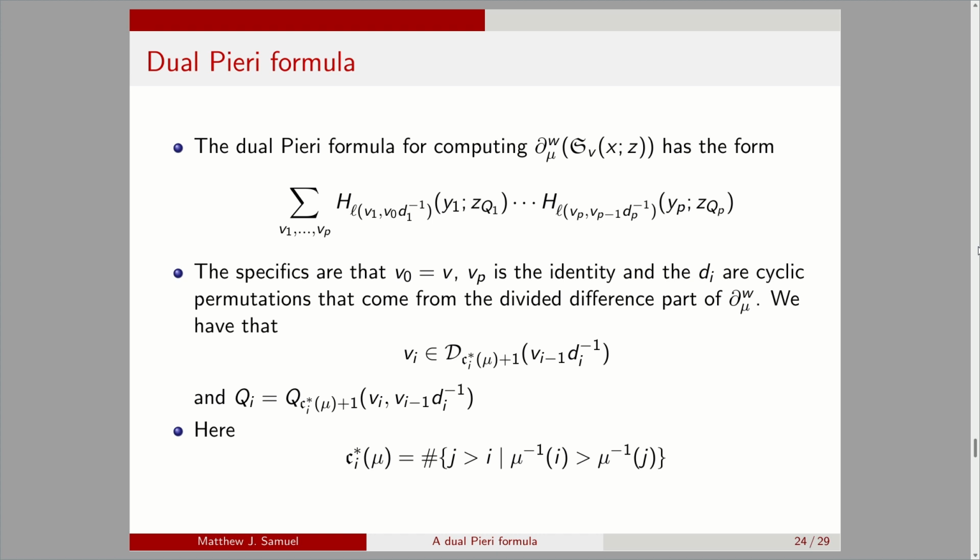Now here, ci star is the dual code. You may be familiar with the Lehmer code. This is just the Lehmer code of the inverse. So the code is what drives this formula, but the code of the inverse of mu.